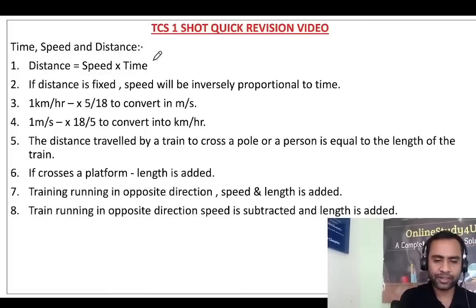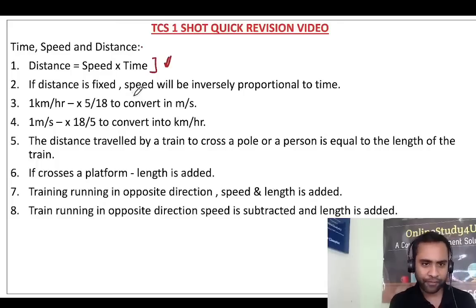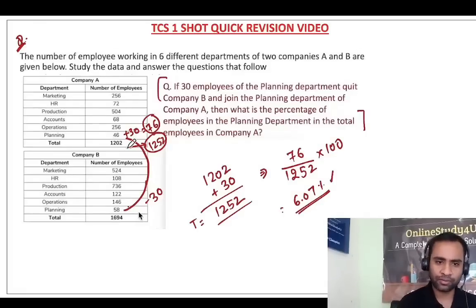So time, speed and distance. Distance will be equal to speed into time. Okay, sorry, I made a mistake in the previous question. If I add 30 to it, it will become 1232. So how much will it come? 76 divided by 1232. Okay, so it's 6.16 percent, right? 6.16 percent. Okay, sorry for the mistake.